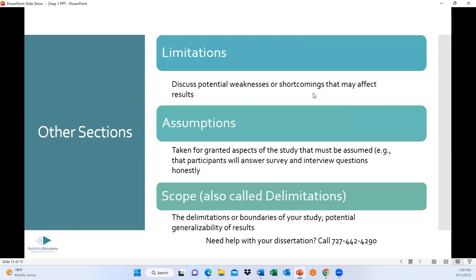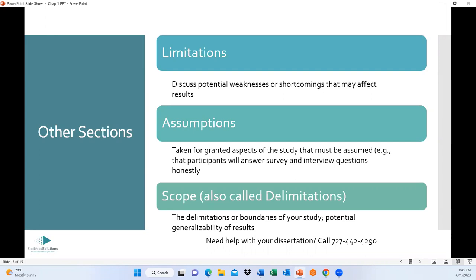Okay. Other sections I've kind of smushed together here because some schools have them, some schools don't, some schools have some of them. But usually there's a section to talk about limitations. And again, this is forward looking, because you're not sure what the limitations are going to be until you actually conduct the study. But they want you to do a little forecasting, looking forward to see what might be potential limitations, which are weaknesses or shortcomings that might affect your results.